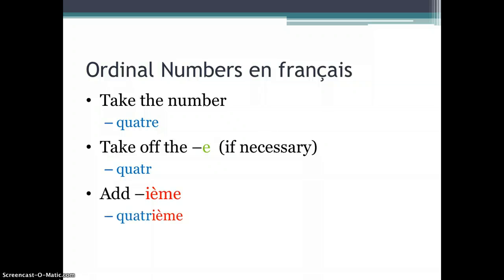And then I add IÈME. So I've got the letter I, that's the E sound, and then this is M. Must have that accent grave, okay? Don't forget that. And then we have quatrième. So you can see here how we've gone from 4 to quatrième, and that means fourth. And that's really all that there is to it.